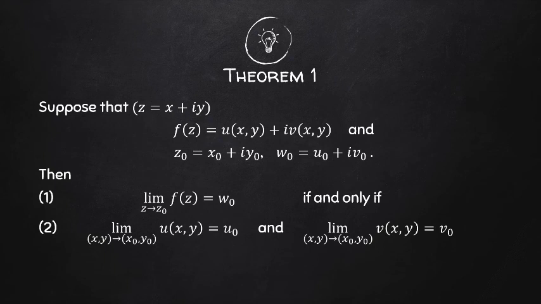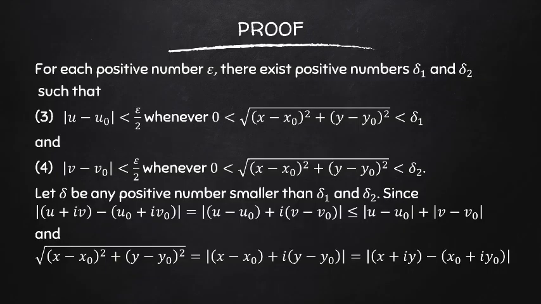Or we can say in theorem 1, if we have a function that has a limit as z approaches z0, then the limit's value is unique. This is the proof for theorem 1.